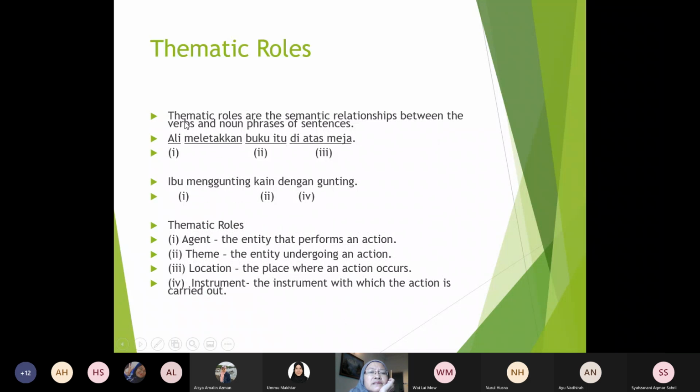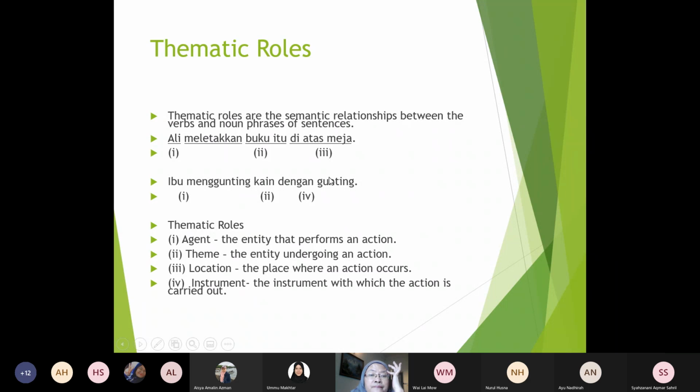Why? Because actually words, the argument structure, they have thematic roles. So the thematic roles are the semantic relationship between the verbs and the noun phrase of sentences. So for example, Ali meletakkan buku itu di atas meja tadi. Or ibu menggunting kain dengan gunting. The number 1 is the agent. So Ali and ibu is the agent. The theme is number 2, buku itu, kain. And number 3 is the location, di atas meja, or the instrument.